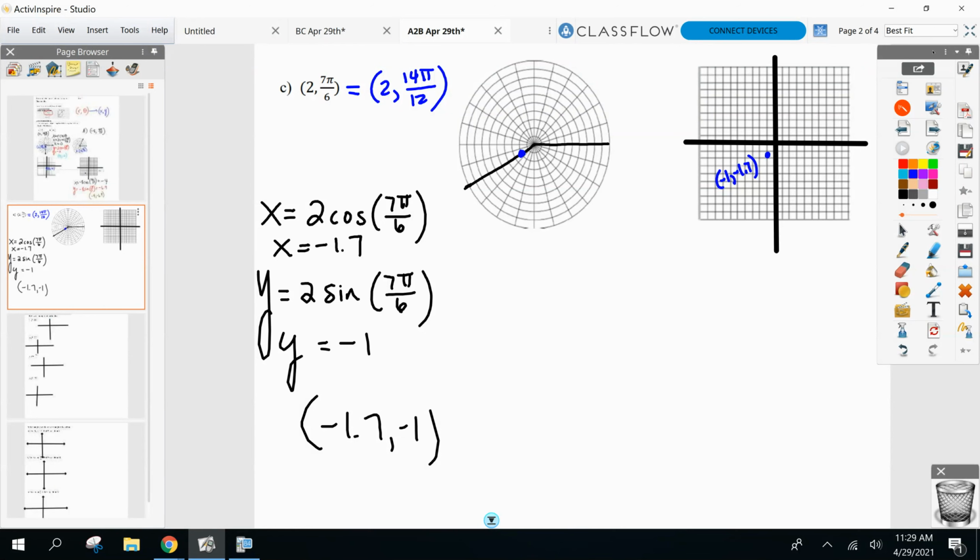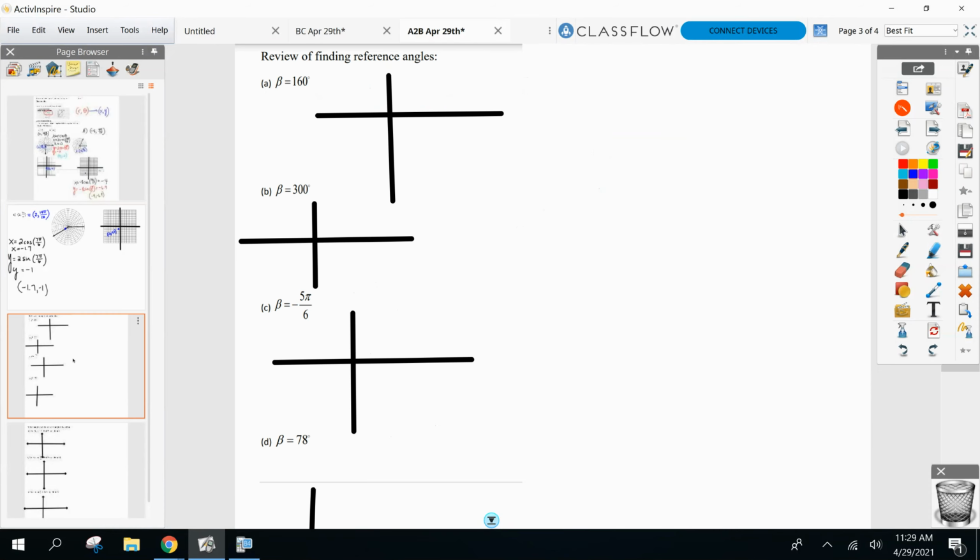All right, let's review now. Let's review, and this will help us later on in the unit. Reference angles. Probably we don't even remember what those were. Here we go. Your angle. This is just the Greek symbol beta. That's all this is right here. It's the same as theta, x, y, beta.